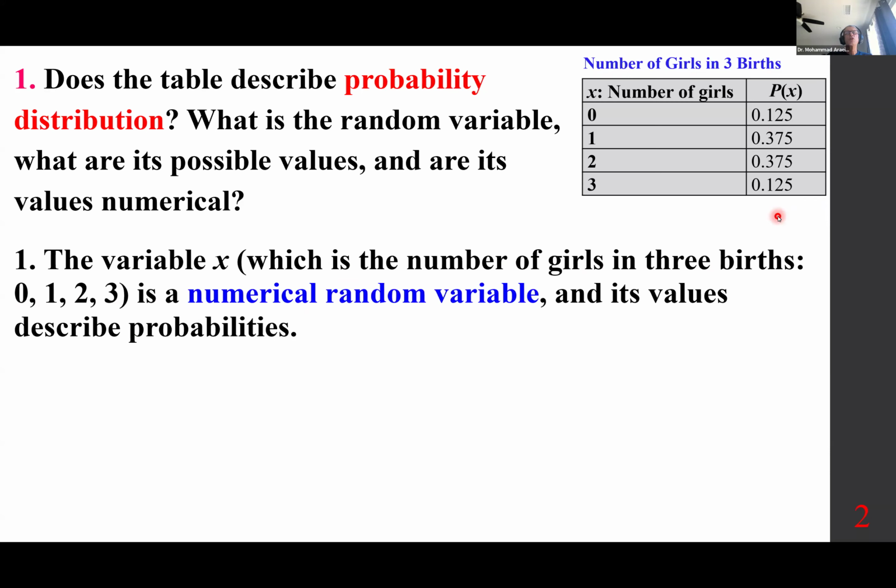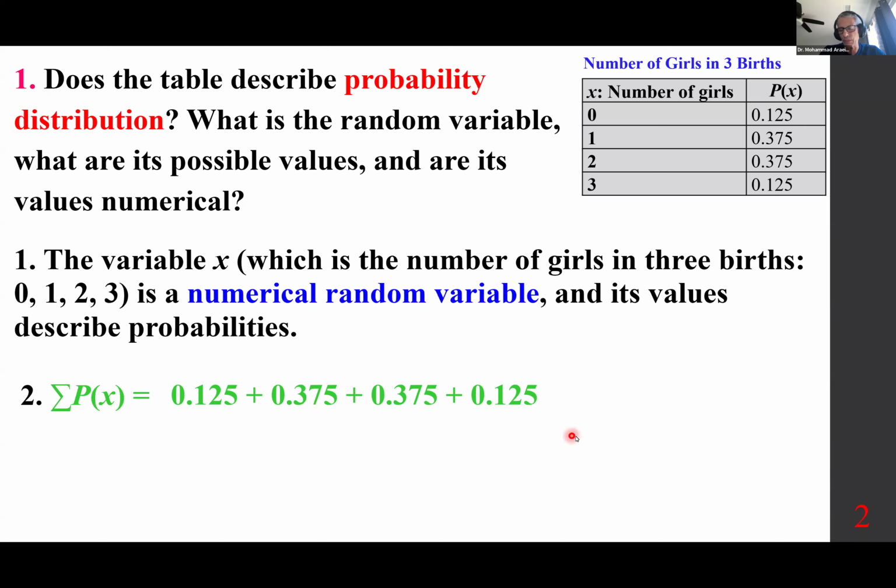Number two, the summation of P of X must be 1. In other words, in this probability column, add them up, and the sum must be 1. Now, in some instances, due to round-off error, it may not be exactly 1, but it is close to 1, such as 1.00000001 or 0.999999. That's due to round-off error.